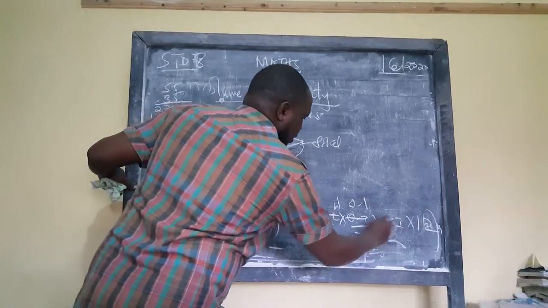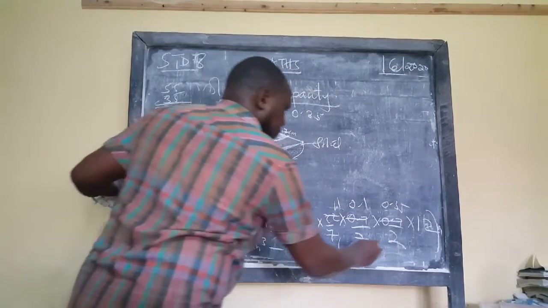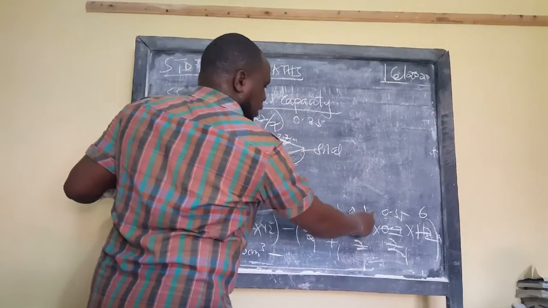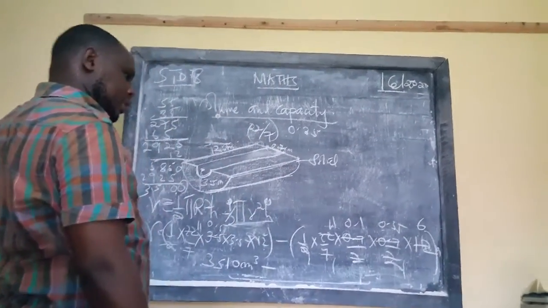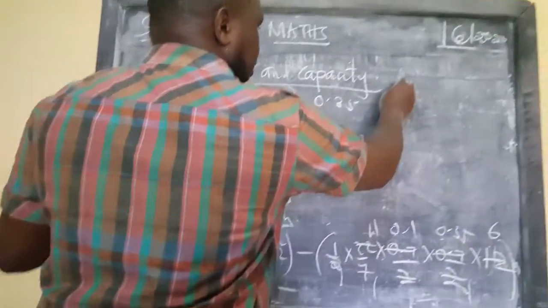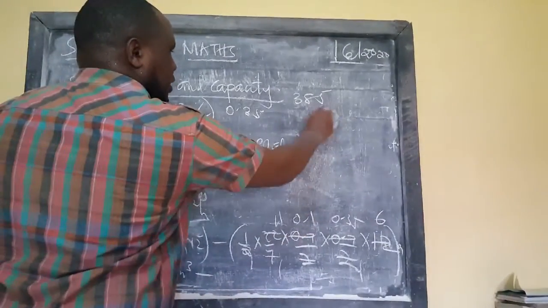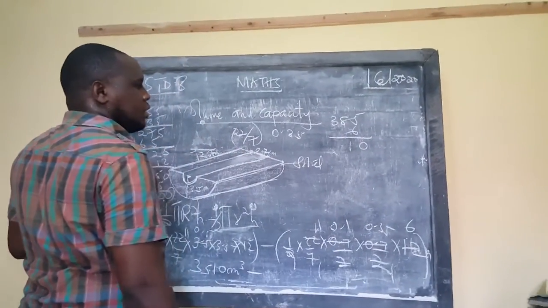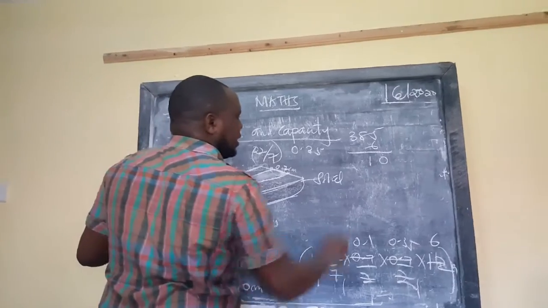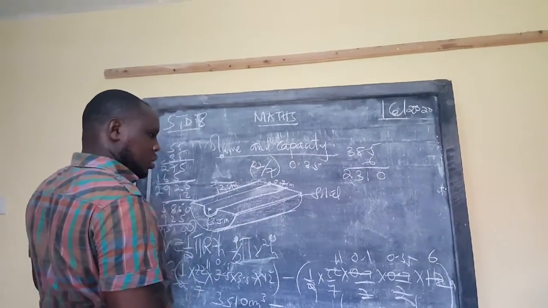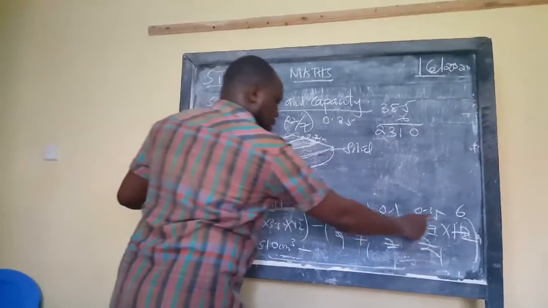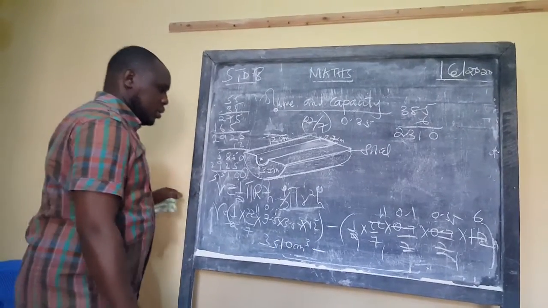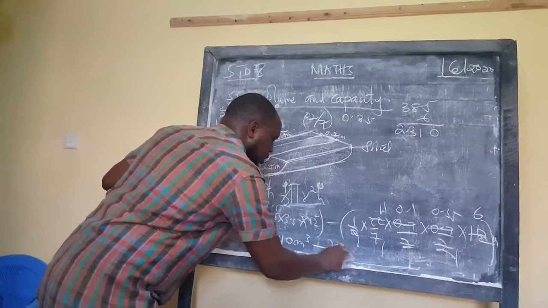0.35 times 6. So that's going to give you 11 times 35. 11 times 35 is 385. 385 times 6 gives 2310. How many decimal places? 1, 2, 3. 2.31. So subtract 2.31.